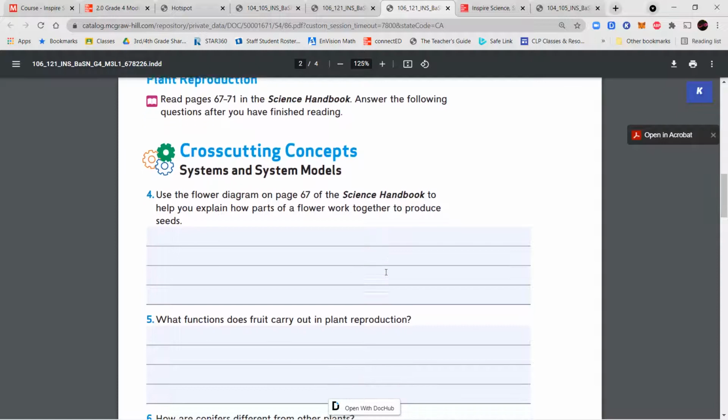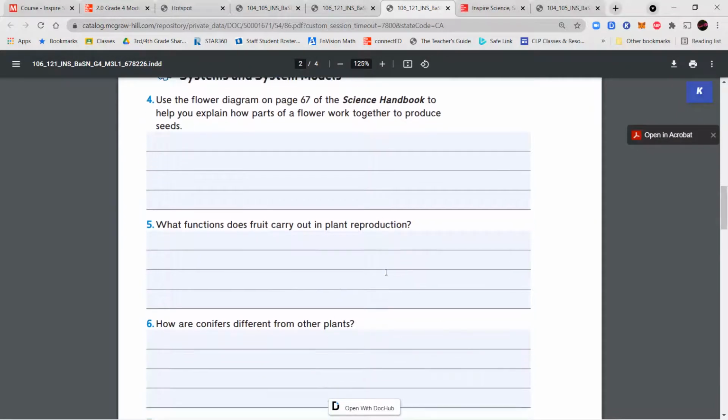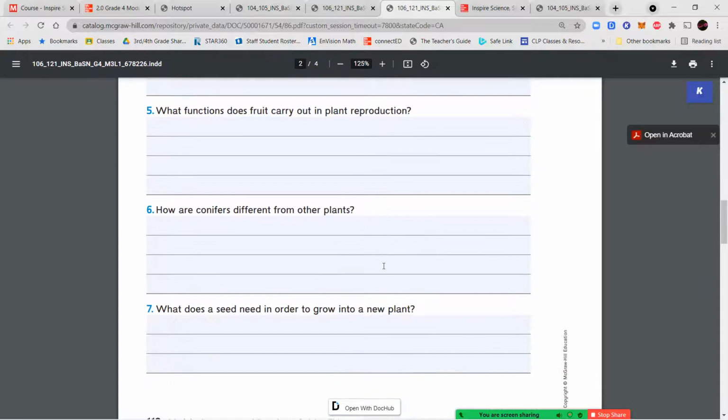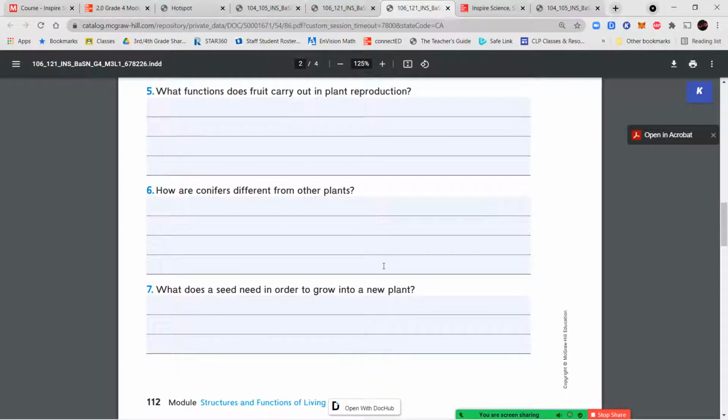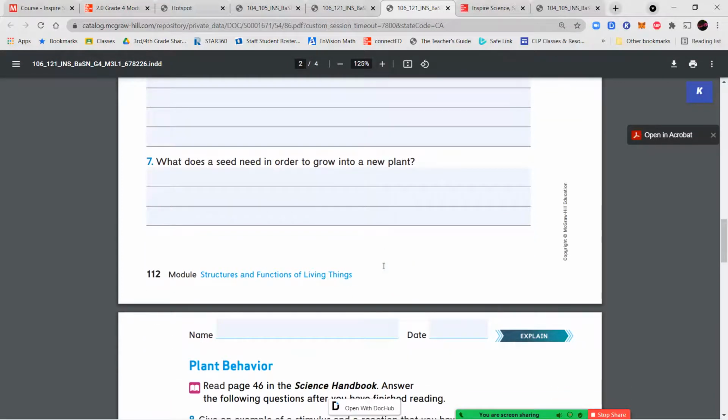Next, we're going to look at page 67 to 71 in our science handbook and answer the following questions. So let's read the questions first so we know what information we're looking for. Number 4 says, use the flower diagram on page 67 of the science handbook to help you explain how parts of a flower work together to produce seeds. Number 5, what function does fruit carry out in plant reproduction? Number 6, how are conifers different from other plants? Number 7, what does a seed need in order to grow into a new plant?